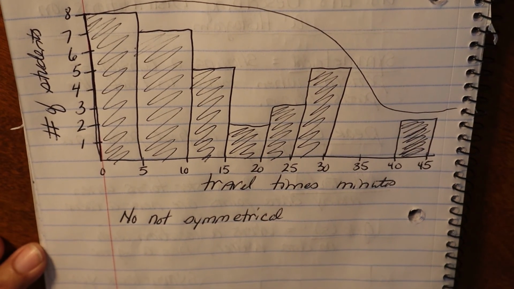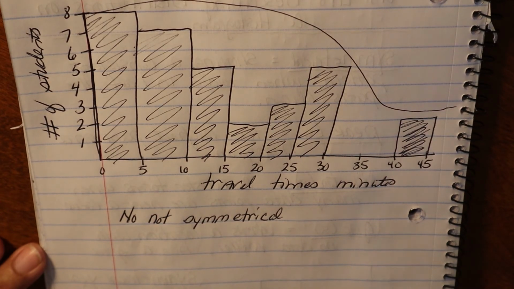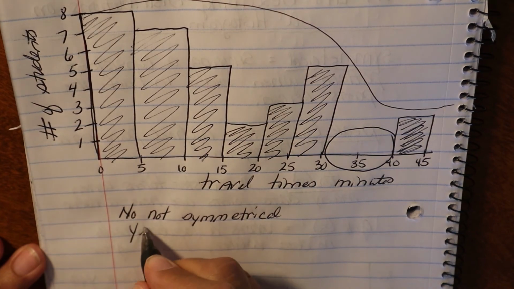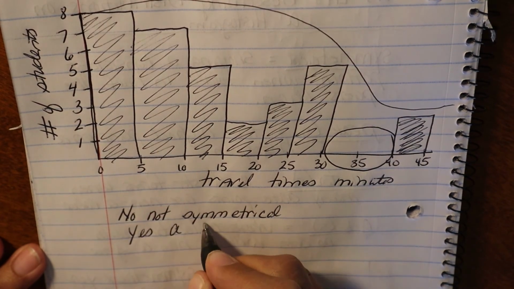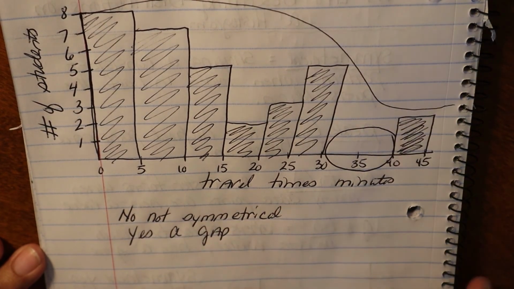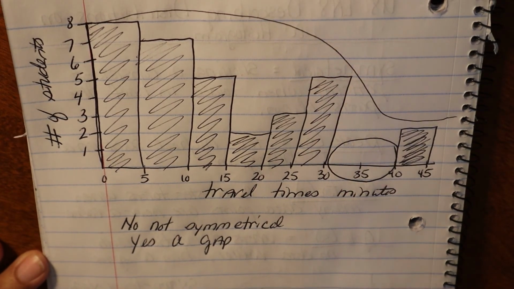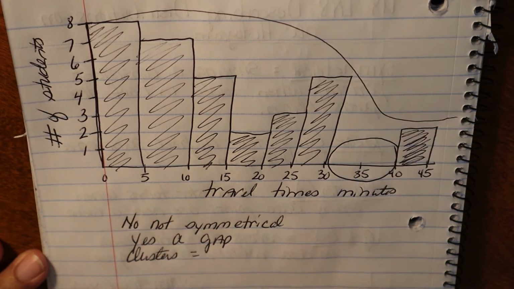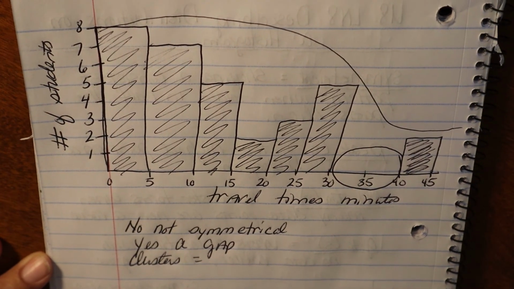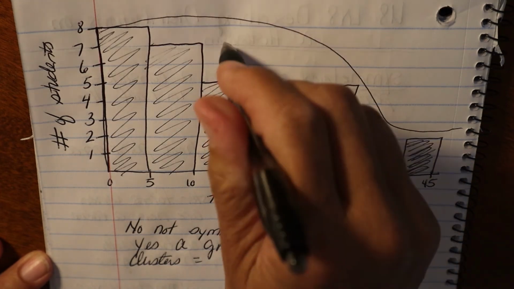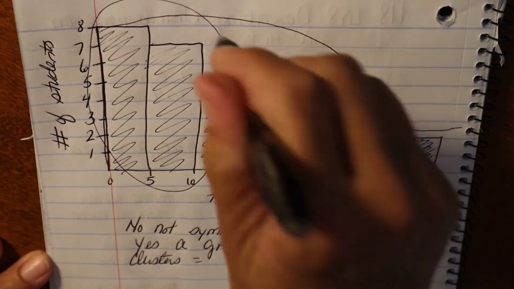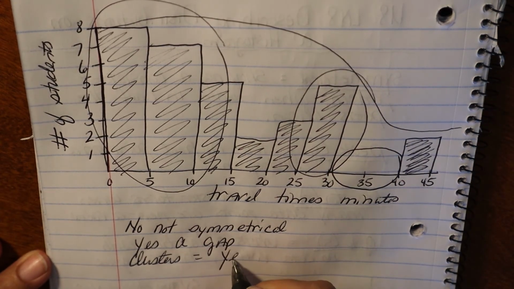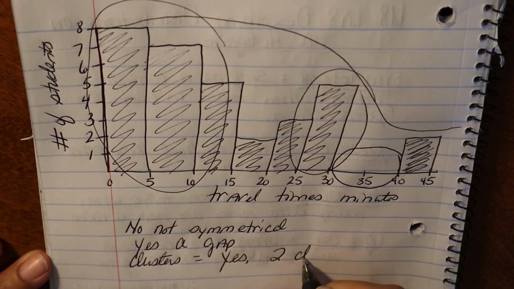Okay, what about my next question? Are there any gaps? Hopefully you're looking and you see that, yes, a gap. Our data values have a gap. Okay. Are there any clusters? You probably could make an argument that maybe there's a pretty big cluster here. You might even say there's another cluster here. So we can say yes, and there are 2 clusters.